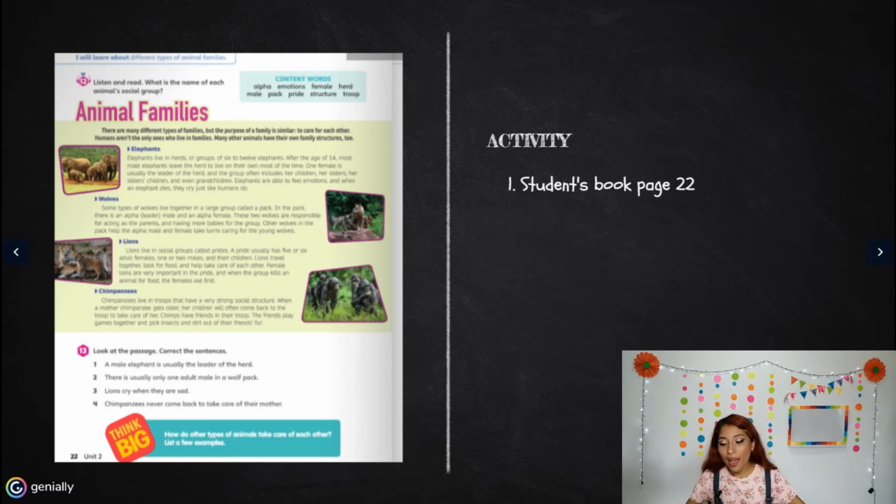Number 1, a male elephant is usually the leader of the herd. Number 2, there is usually only one adult male in a wolf pack. 3, lions cry when they are sad. 4, chimpanzees never come back to take care of their mother. Think big activity. How do other types of animals take care of each other? List a few examples. You can find this information on the internet. It's about research.